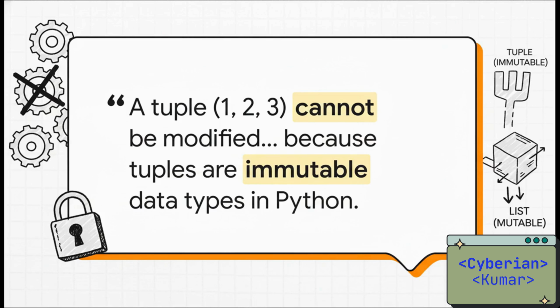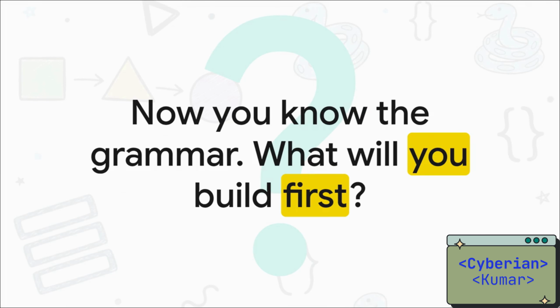This is why choosing the right data type from the start is so important. You use mutable types for things that need to evolve, and you use immutable types for data that you need to protect and keep constant. And there you have it. We've covered the alphabet, the words, and the core grammar of Python. You now have the fundamental building blocks you need to start writing your own code. You can form your own sentences and start telling the computer exactly what you want it to do. So the only question left is, what's the first thing you're going to create?